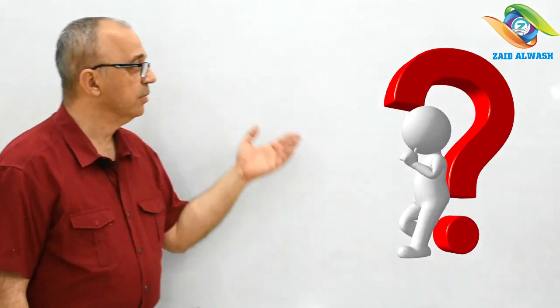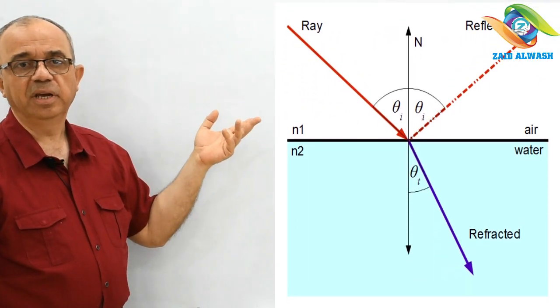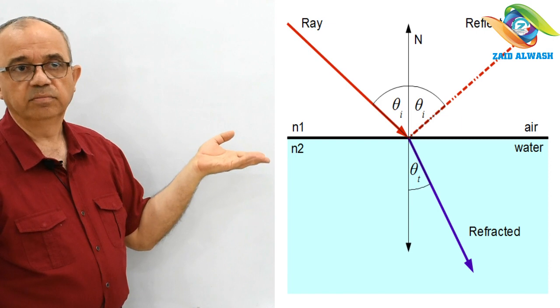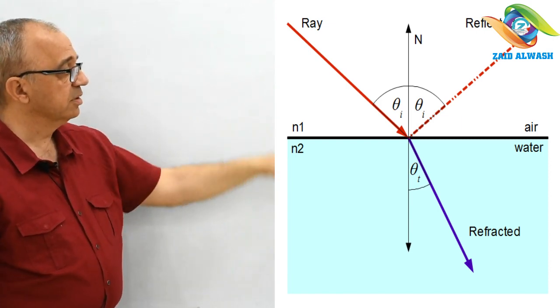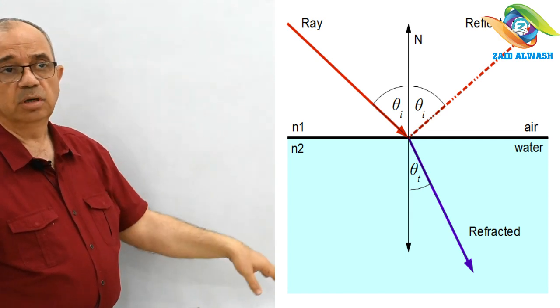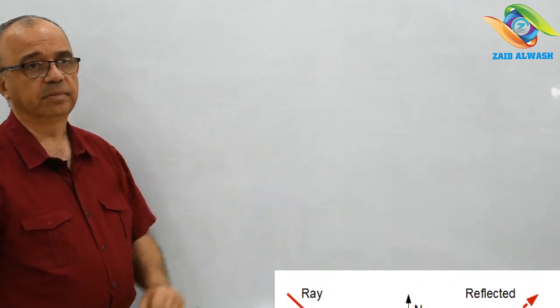Someone asked me, what about the normal? What is the meaning of it? It's the perpendicular line on the surface between the two transparent media.